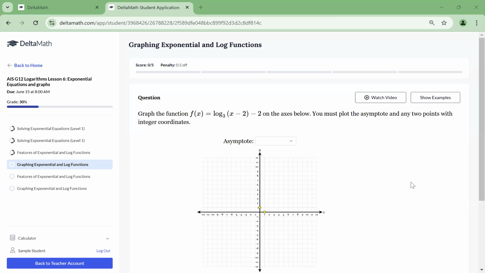Hello and welcome to this video in which we shall continue with graphing exponential and log functions. So we're required to graph this function here, f of x equals log base 3, x minus 2 minus 2 on the axes below. You must plot the asymptote and any 2 points with integer coordinates. If you have a calculator, you can just plug this equation into the calculator, get a table of values and substitute. However, I'm going to attempt to solve this without a calculator here for your benefit.